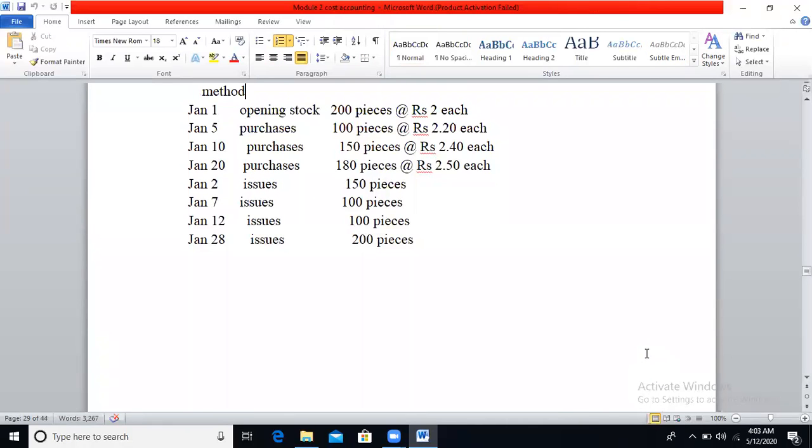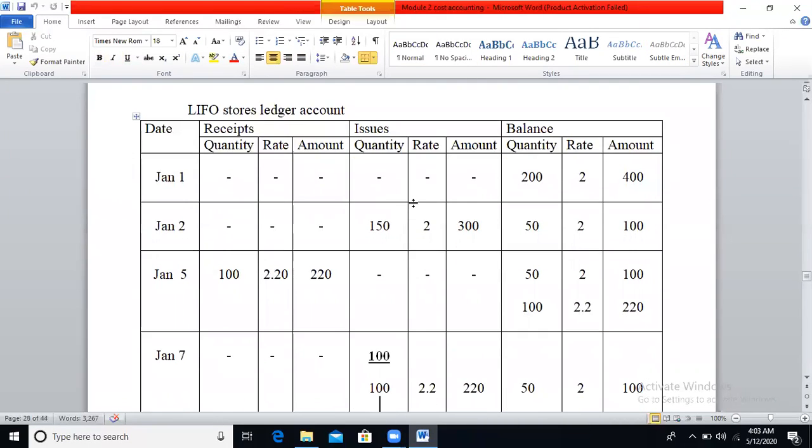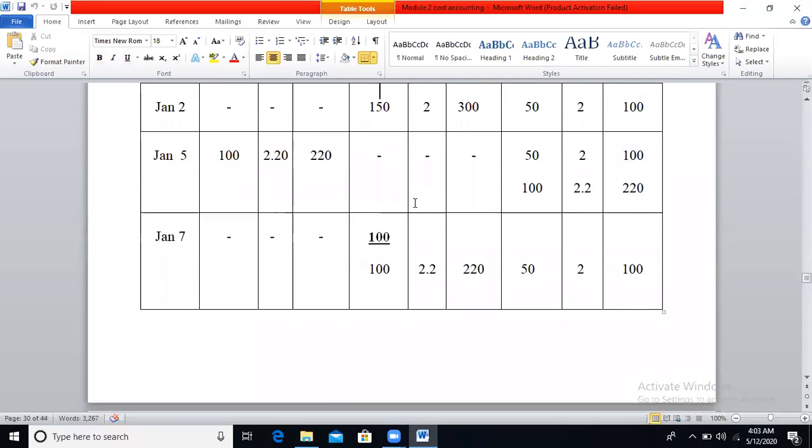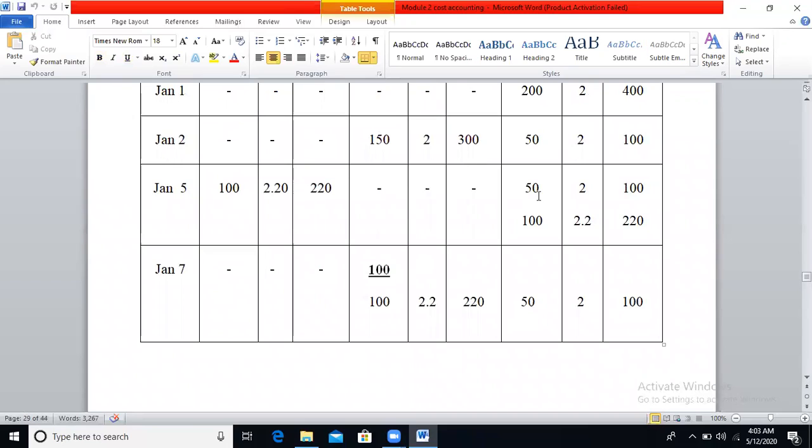Next transaction is January 7th, we are making an issue, that is issue of 100 pieces. See, whenever you are following LIFO method, you have to see the last balance in the balance column. Out of this, the first balance will be the first purchase and the last balance will be the latest purchase. So you have to consider the latest purchased pieces.